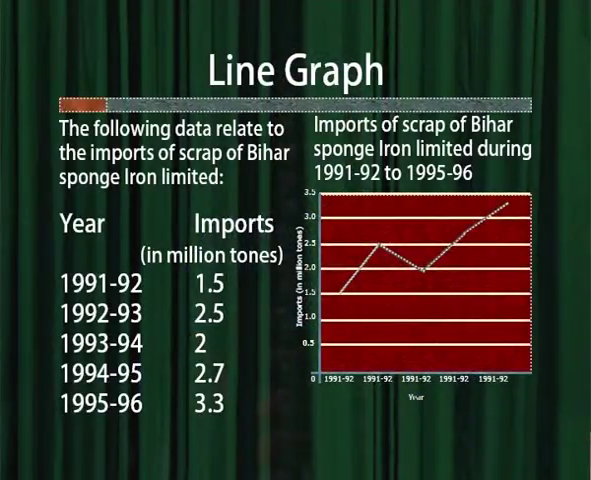Here we are given an example of the Bihar Sponge Iron Limited Company, and this figure gives the amount of scrap they imported in different financial years. For example, in the year 1991-92, the company imported 1.5 million tons of scrap. In the financial year 1992-93, the company imported 2.5 million tons of scrap, and so on. In the financial year 95-96, the company imported 3.3 million tons of scrap.